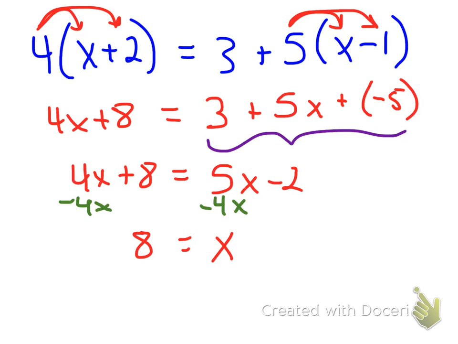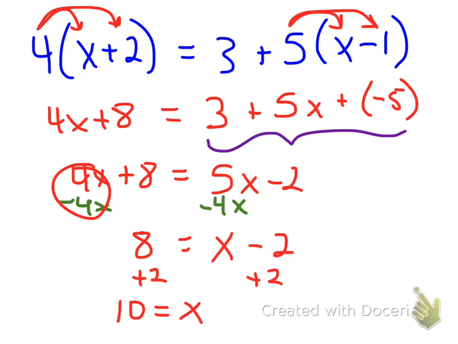So now I have 8 on the left. That makes 0. 5x and negative 4x is positive 1x, and then I have a minus 2 from right there. Now to get x by itself, I'm going to add 2 to both sides, and x equals 10.